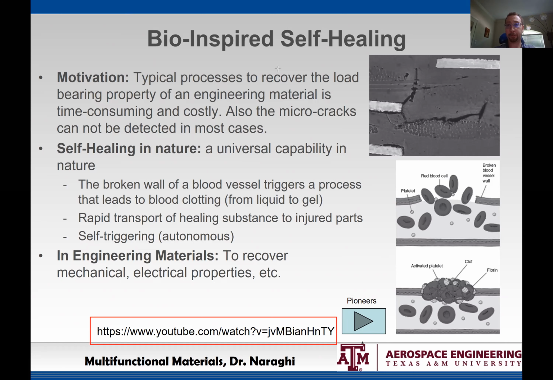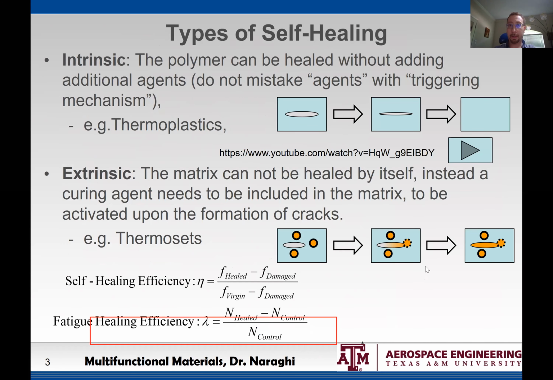And that's for the extrinsic part. I strongly advise you to look at it and get a feel for it. But to explain the differences between intrinsic and extrinsic self-healing, I put some schematics together. So basically, intrinsic, as I mentioned earlier, means the polymer can heal itself without any additional agents.